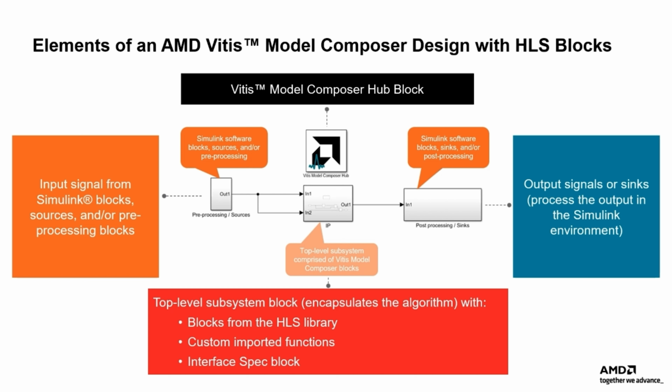As shown in the figure here, a Vitis Model Composer design with HLS blocks includes the following elements. An input signal from Simulink software blocks that determines the inputs and provides the source signals. These blocks are used in the simulation of the design, but do not affect the output generated by Vitis Model Composer. The Vitis Model Composer hub block that controls the throughput of the design and output generation, and the output signals or sinks that process the output in the Simulink environment. Again, these blocks are used during Simulink simulation, but do not affect the output generated by Vitis Model Composer.